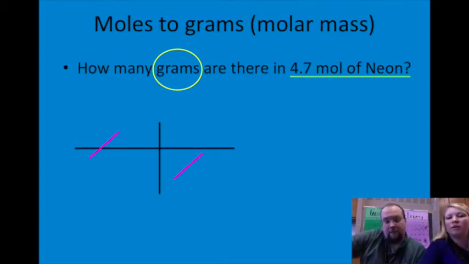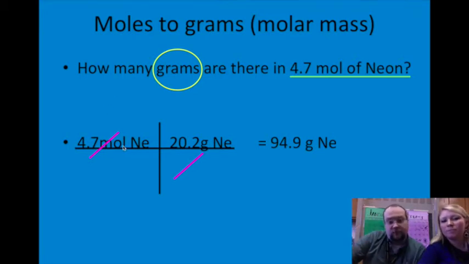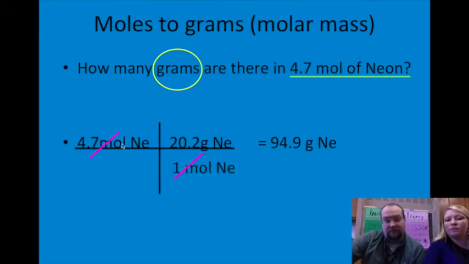In my equation, I'm going to start with what I know again, 4.7 moles of neon, which is element 10. Then 1 mole of neon is going to go on the bottom so I can cancel it out. And then my gram amount comes from the periodic table. So then I'm going to multiply across and divide by 1, which we know anything divided by 1 is itself. So I get 94.9 grams of neon. Pretty simple.